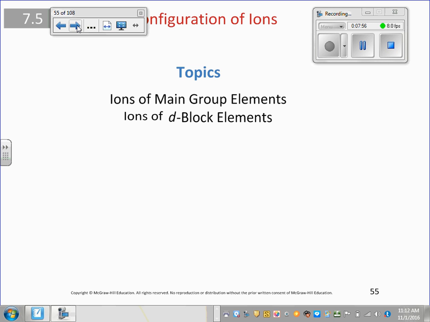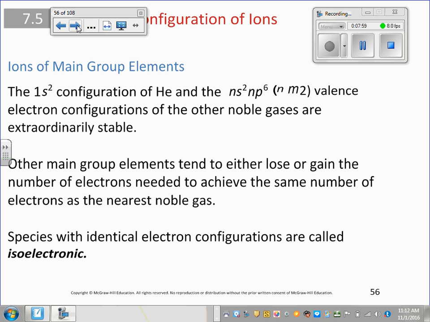Ions of the main group elements. Okay, here we go. If you look at helium, it's 1s2. So it's in column 8. It's the only one that's 1s2. All the rest of them are ns2 np6. So 2s2, 2p6, 3s2, 3p6. So you go right down column 8. They all end in s2, p6. 8 valence electrons. So they're extraordinarily stable. So that's the key to the whole periodic table, is column 8.